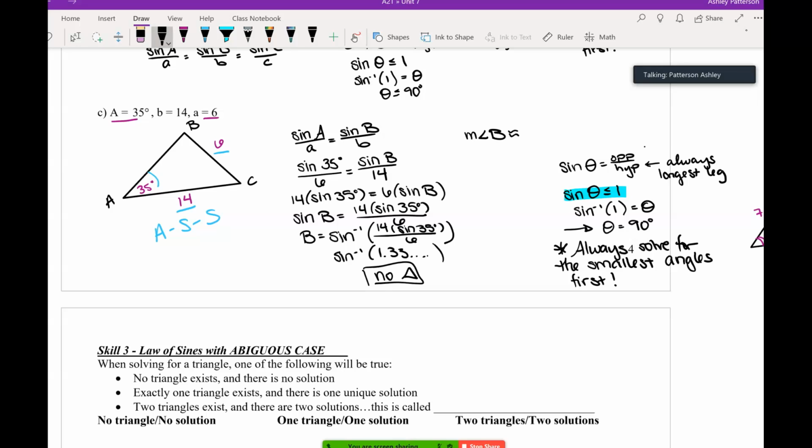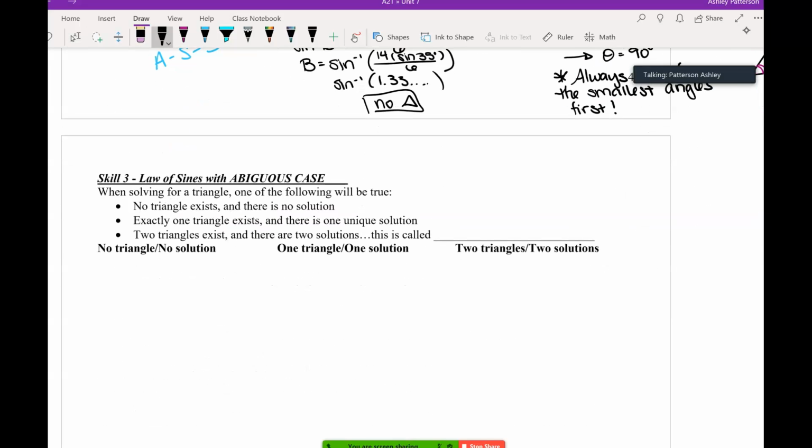So, ladies and gentlemen, that leads us into skill 3 today. If we're given the angle side-side combination, we could potentially have two triangles, one triangle, or no triangle. And this is called the ambiguous case when there are two triangles. Think of what ambiguous means, right? Unclear. So it is unclear whether we have two triangles and which triangle to solve for.